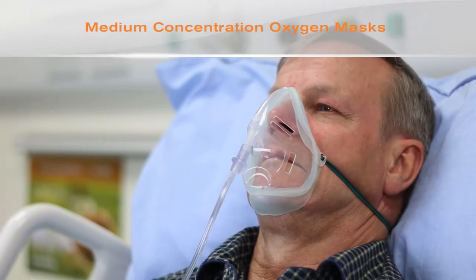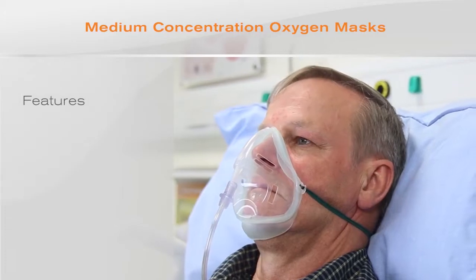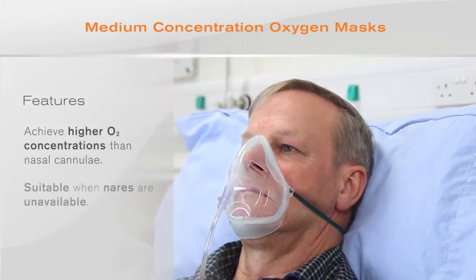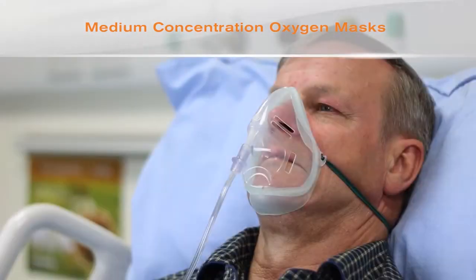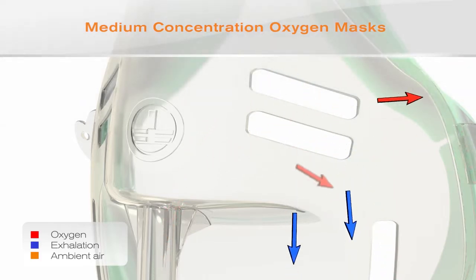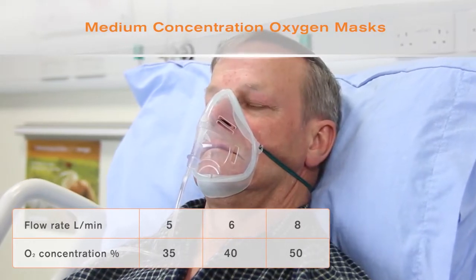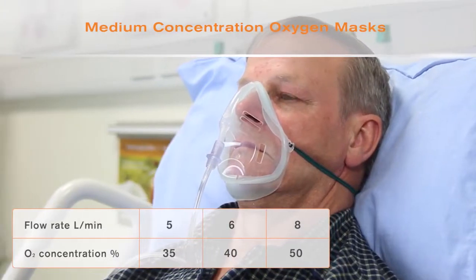Now we can look at medium concentration oxygen masks, which provide another option for the delivery of low-flow oxygen therapy. These may be used for concentrations higher than those that can be achieved with nasal cannulae or when the nares are unavailable. These masks are available in adult and paediatric sizes. The arrows demonstrate the manner in which gases are inhaled and exhaled by the patient. The red arrows represent the oxygen delivered to the mask. The orange arrows represent ambient air, which is drawn in through the mask vents as the patient inhales, and the blue arrows represent exhalation. The concentration of oxygen received by the patient will vary. However, as a guideline, a flow rate of 5 to 8 litres per minute will deliver concentrations between 35 and 50% oxygen to most adult patients.